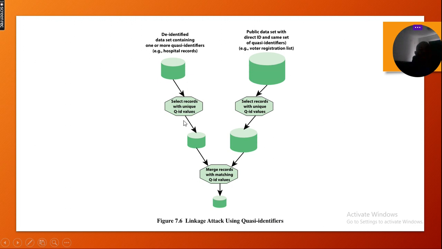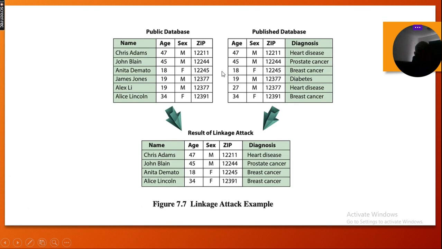Select records with unique QID values. Also select records with unique QID values. So at the end of the day, they will merge them. When they merge them, they merge the records with matching QID values, and then they will be able to find whose information it is. So the attacker will use a voting record in the United States, your data, to match your health status, and at the end of the day, they will be able to know which individual has which information. So you can see these are public data, okay, with their names and so on and so forth.